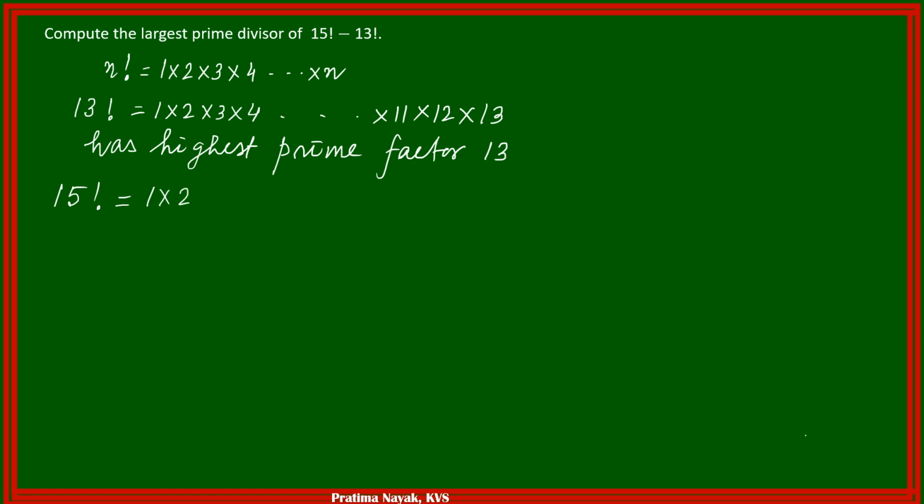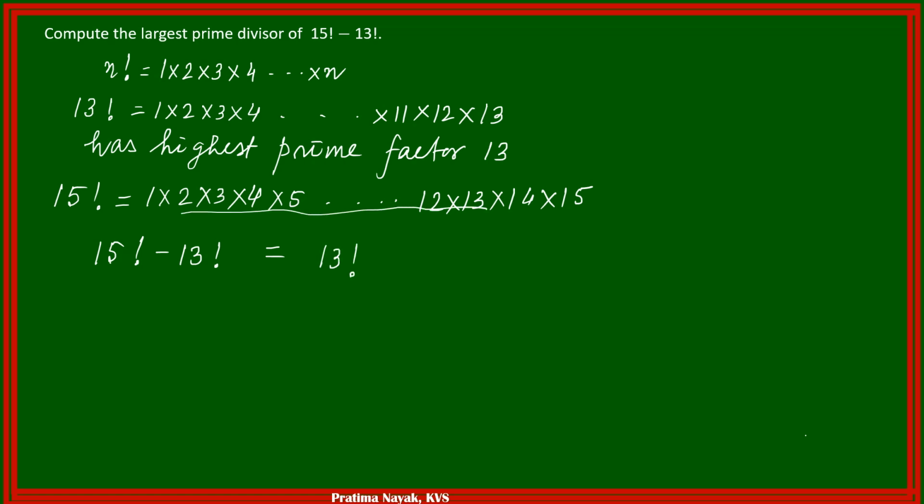15 factorial means 1 into 2 into 3 into 4, 5 up to 12, 13, 14, 15. Here also the highest is 13, but if you take the subtraction, it won't be this. So 15 factorial minus 13 factorial can be written as 13 factorial into 14 into 15 minus 13 factorial. From these two, I can take 13 factorial outside. So I'll get 14 into 15 minus 1.